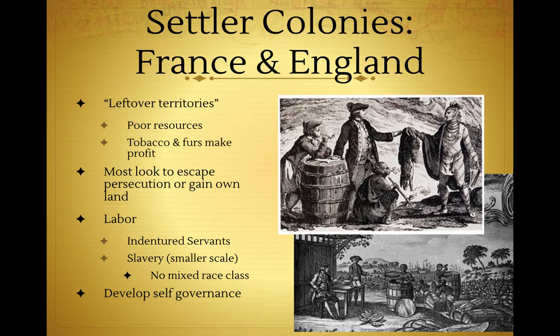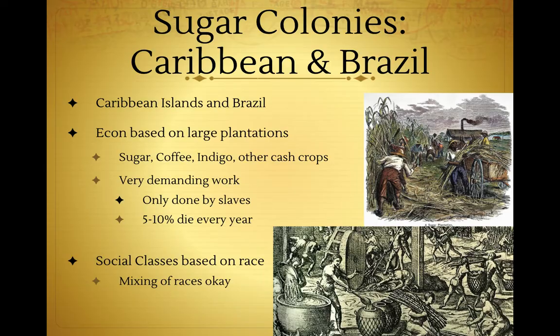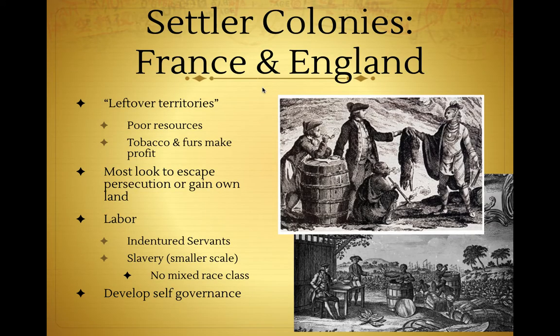Labor-wise, we're going to see them use indentured servitude. They're going to also use slaves, but at a much smaller scale. Nearly 90% of the slaves or so are going to come to these two regions, the Caribbean and Brazil. And one thing, because of this smaller scale and because a lot of women are going to come over to North America, if you think about the Puritans, it's whole families. Quakers are going to do a similar thing. Maryland does a similar thing, so it's not just going to be guys going over there.